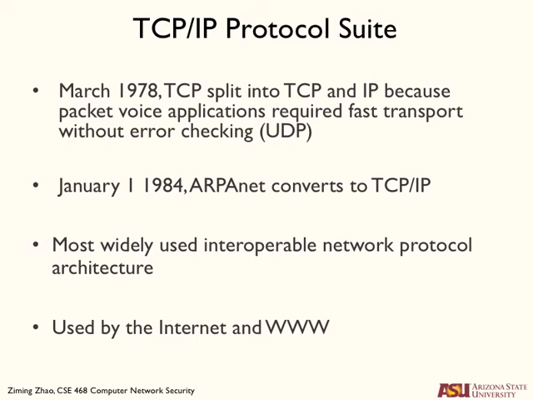So in 1978, they split the TCP protocol into TCP and IP, because they found out sometimes they don't need the reliability guarantees offered by TCP. They just want faster transportation. So by separating TCP and IP, they were able to build another protocol, UDP, on top of IP.